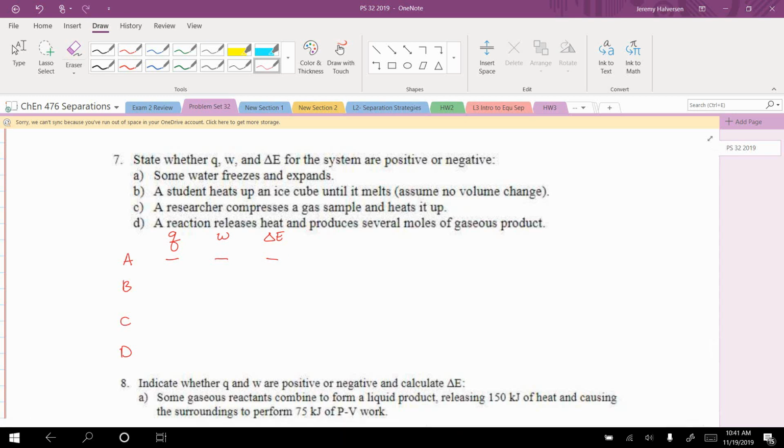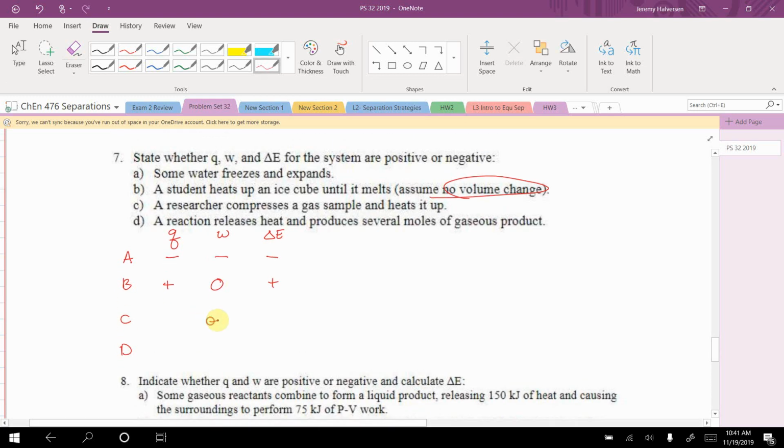Okay, letter B, student heats up an ice cube until it melts. So you're putting heat in, so that's positive. No volume change means there's no work, which means delta E must be positive. Okay, C, researcher compresses the gas sample and heats it up. So you compressed it, so that means you're doing work to it, and you heat it up. So you're adding heat to it, which means delta E must be positive. Again, delta E equals Q plus W.